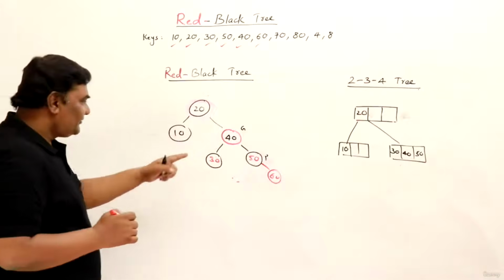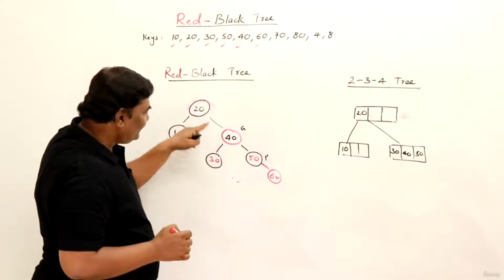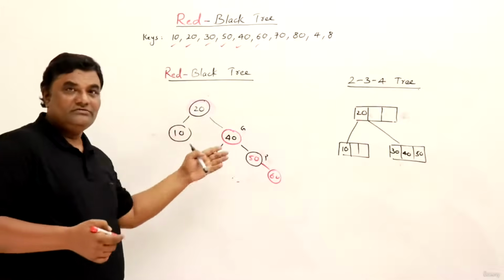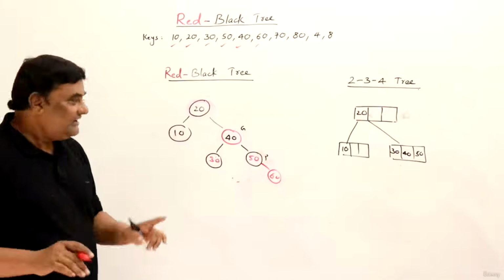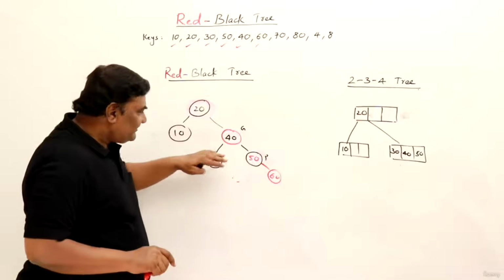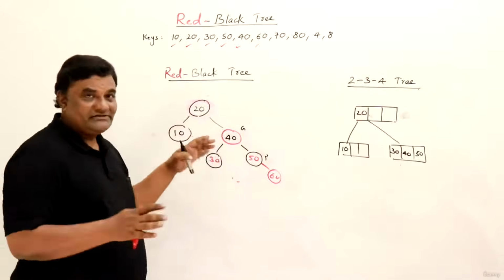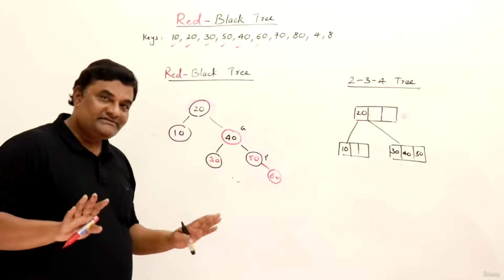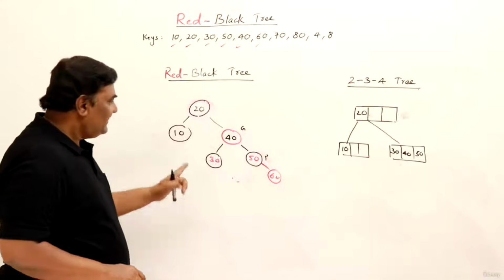Got it? So now check this one. Is there any red-red conflict? No, this is red-black. This is perfect. So already we know this is red and this is black, so there is no conflict. So this is perfect, right? This is balanced.